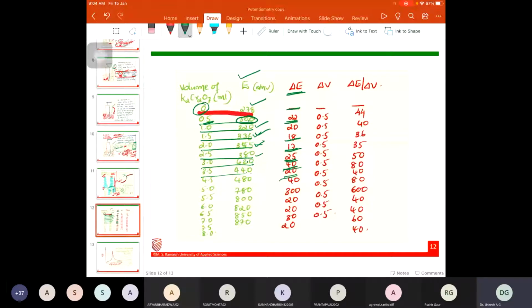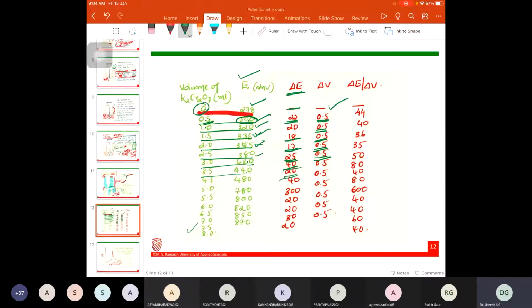Similarly, can you calculate delta V value? 0.5 minus 0, 0.5. 1 minus 0.5, 0.5. 1.5 minus 1, 0.5. Every time delta V will be 0.5. Am I right? Because we keep on adding 0.5 ml each.